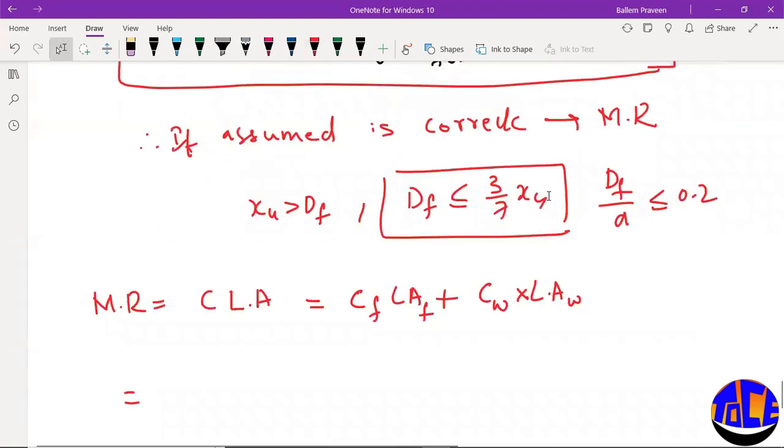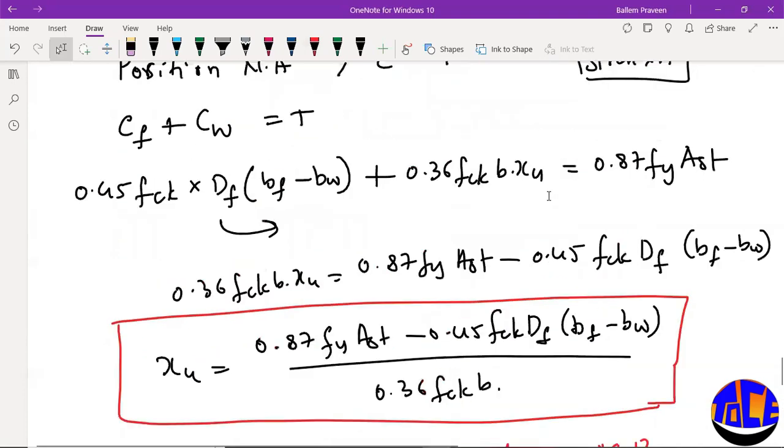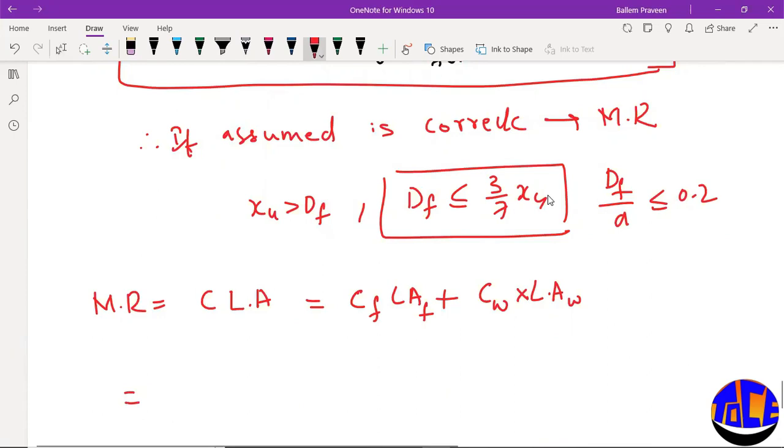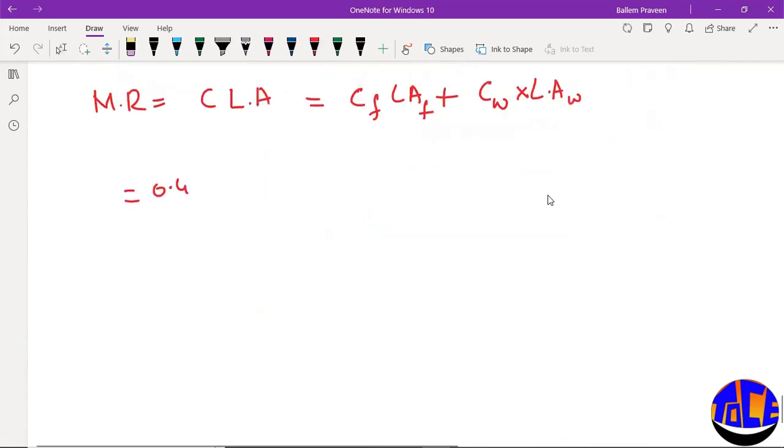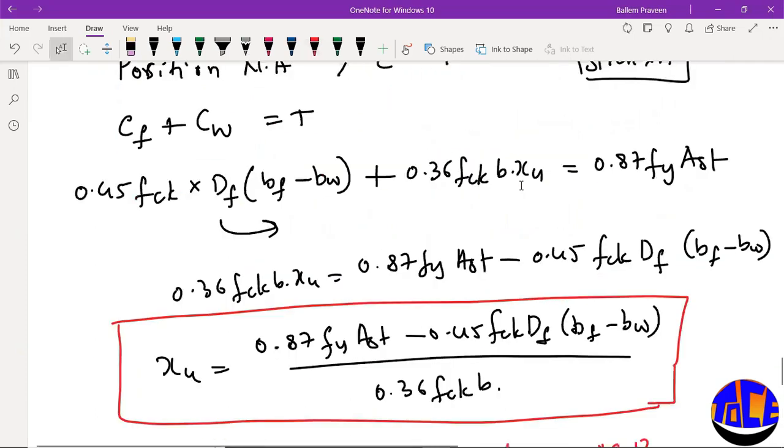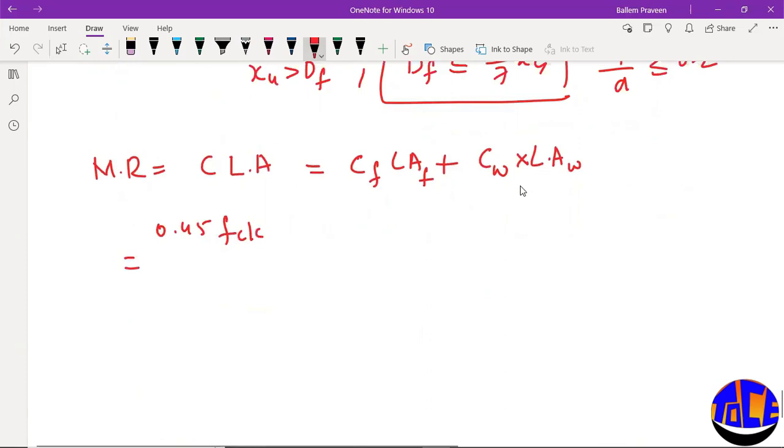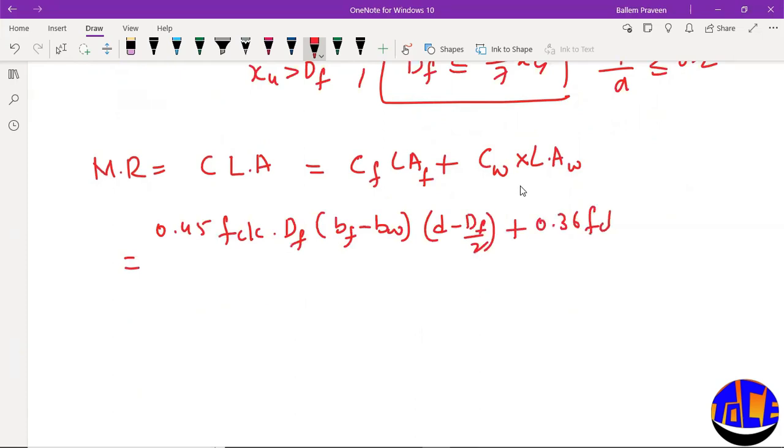The compressive force in flange we have already written: 0.45 fck into df into bf minus bw. So what is the lever arm? Lever arm is d minus df by 2, right? Plus Cw, which is 0.36 fck b into xu, and the lever arm will be d minus 0.42 xu.